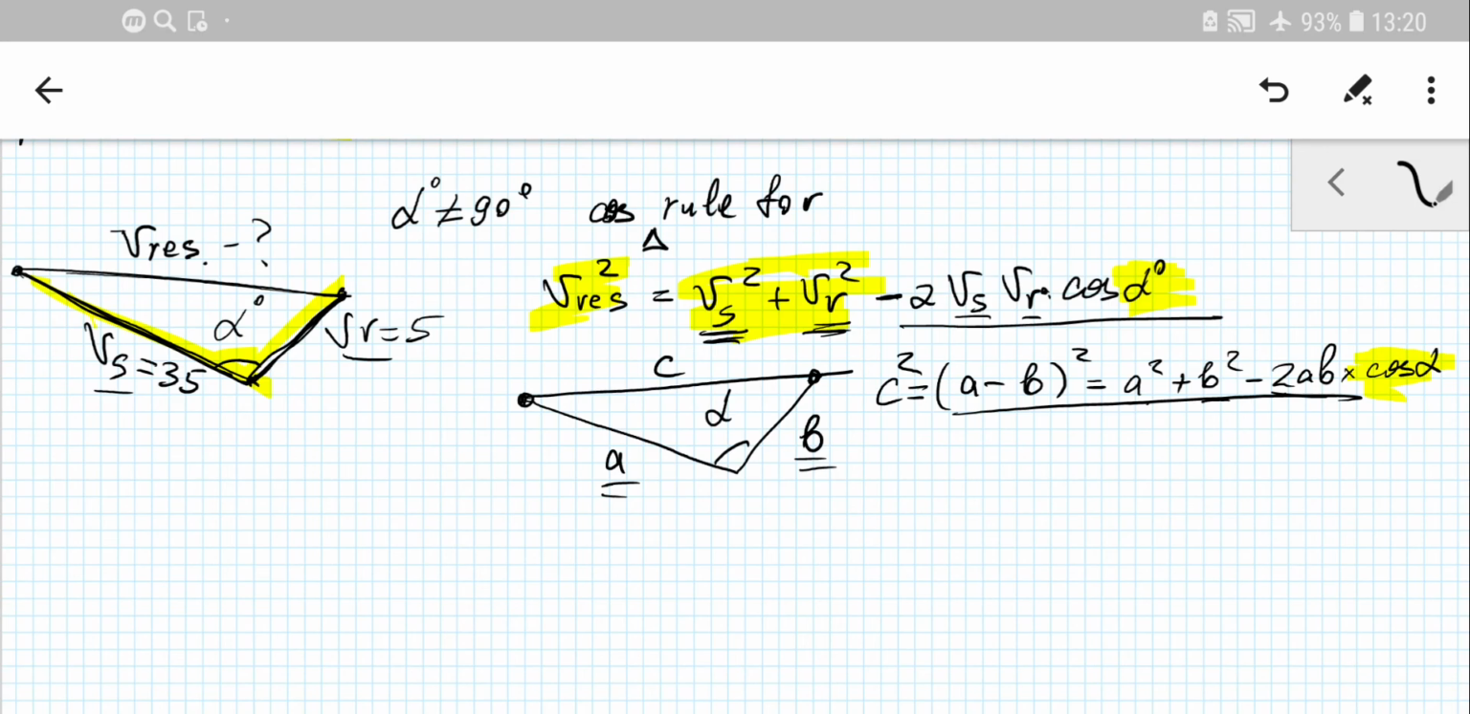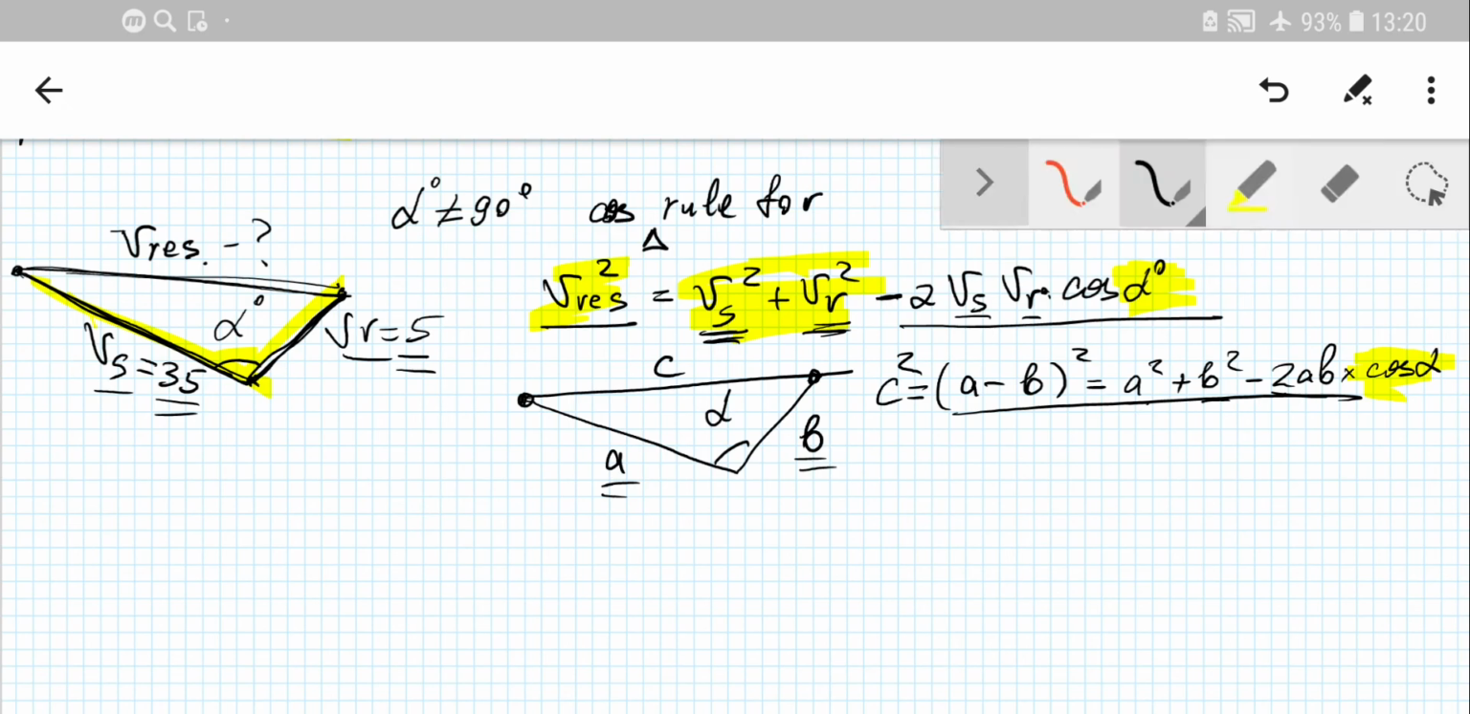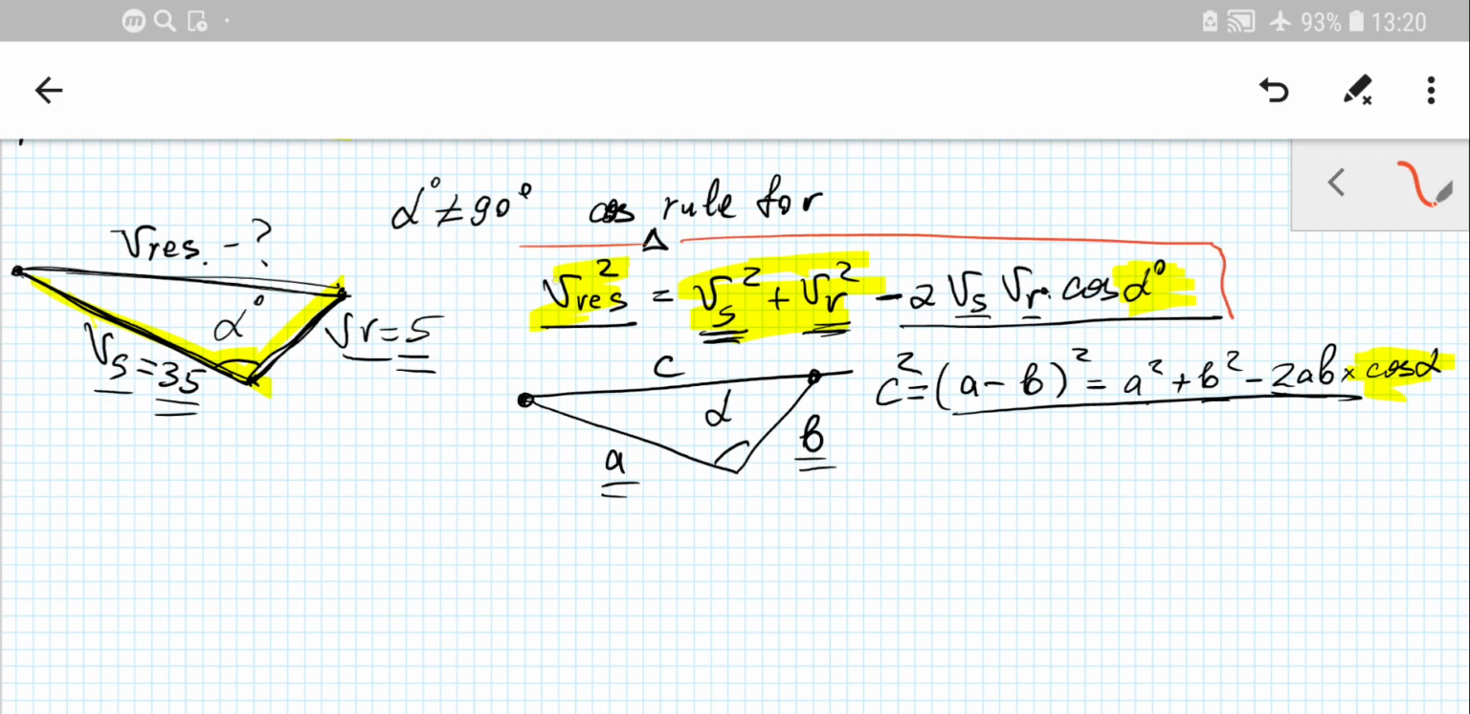Do we have enough data? Yes, of course. If we know the angle between two sides and we know the sides, we can always find the opposite side, which can be calculated using this formula. I put this as very significant, and we'll try to see how this formula works in a real problem.